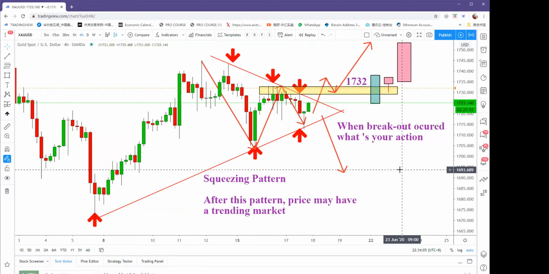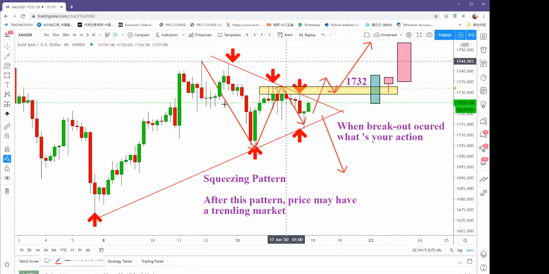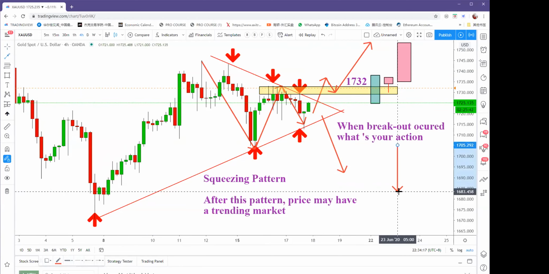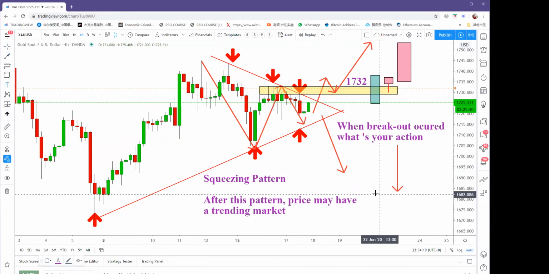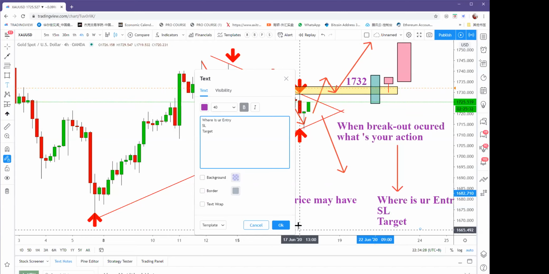We'll try. No, Shok, there's no try. We'll do. Okay. Not try. You have to understand, okay, where is your entry? Because eventually after this pattern, right? Okay, you have to go set up your trade. So what and where is your entry, stop loss, and target? You have to answer these questions.